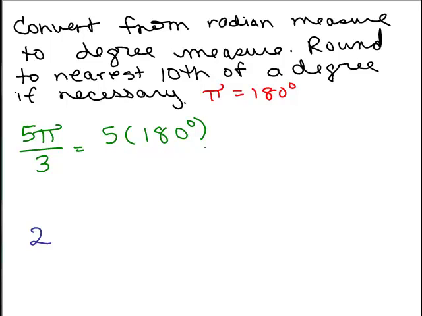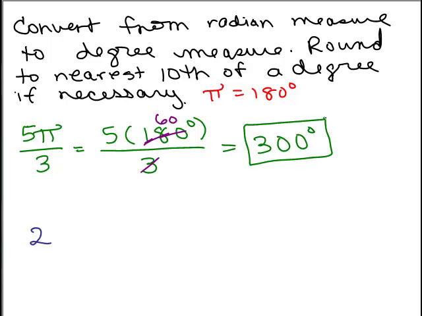I don't want to put in 3.14. First of all, that's not exact. Second, that doesn't give me my answer in degrees. So if we do this, then we can cancel the 3 into the 180, which is 60. And that gives me 5 times 60, or 300, and I now have it in degrees.